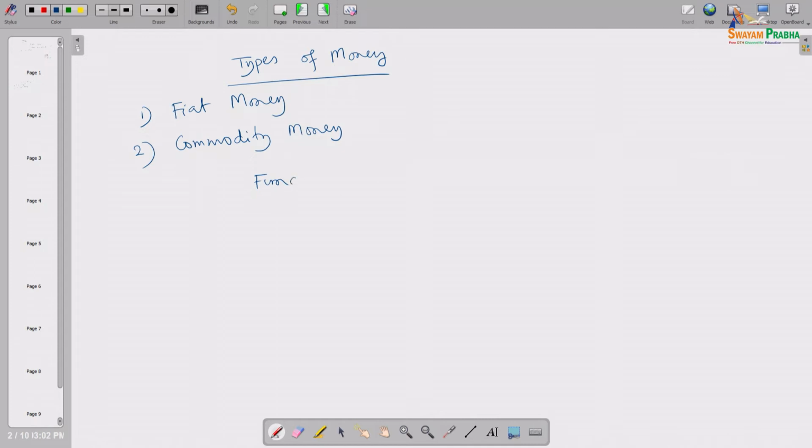Now, let us discuss what are the functions of money. Money performs broadly 3 functions. Let us discuss each of them one by one. First, medium of exchange.